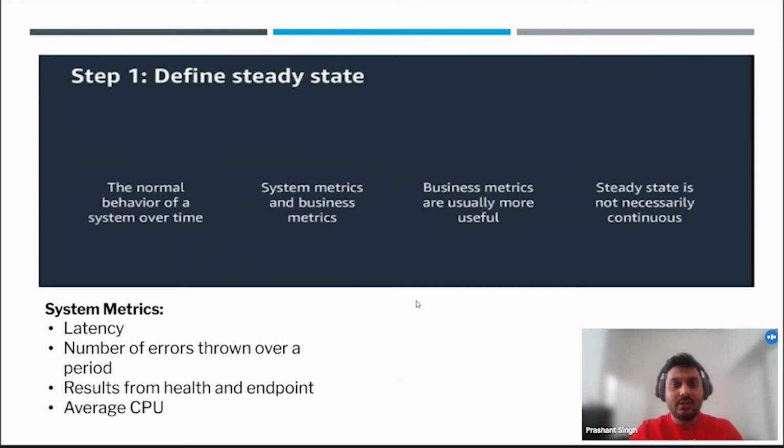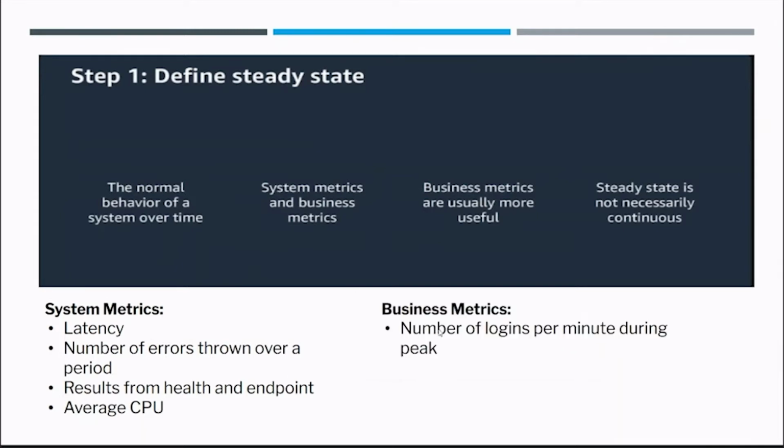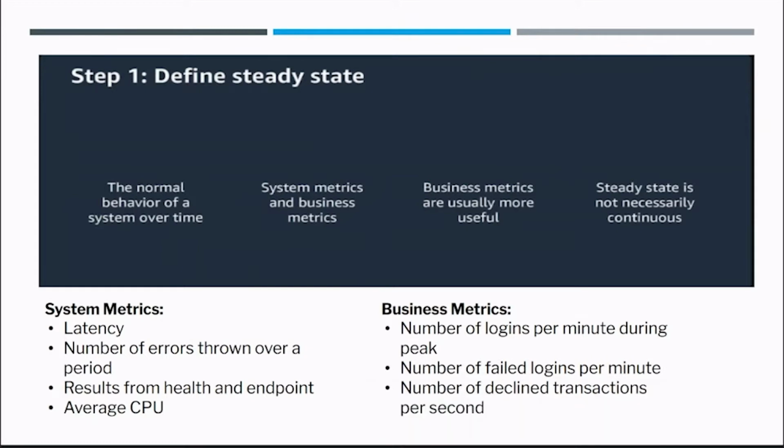And what are business metrics? Business metrics are the number of logins per minute during the peak, basically those metrics which you need for the business, right? Or maybe the number of failed logins per minute, number of declined transactions per second. And generally business metrics are more useful. So basically that is your steady state. You have to define a steady state, basically what you are going to test, what is your objective.